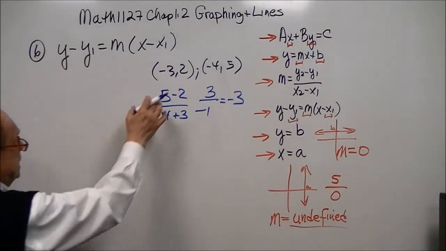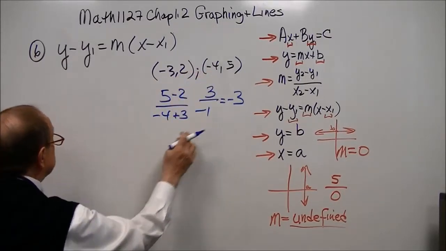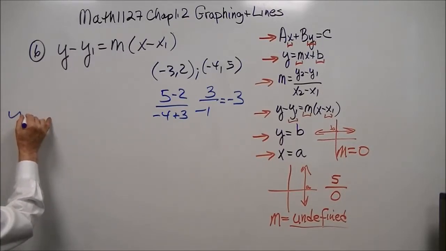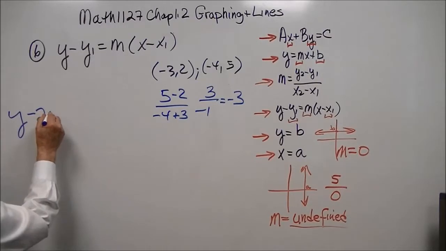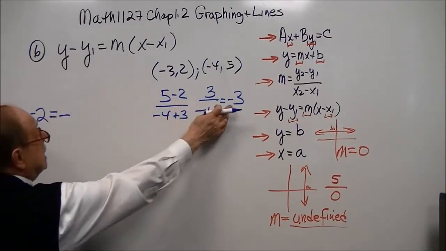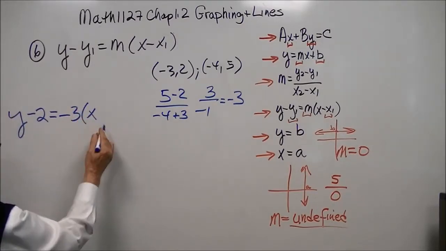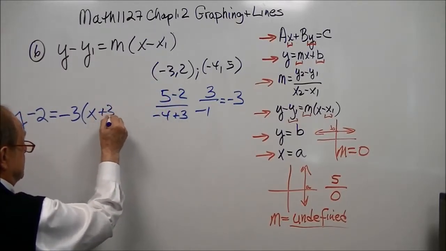Now, for this, I can use either of these points now that I have the slope. So it'll be y minus 2 equals my slope of a negative 3 times x. Now, minus a minus 3 makes it a plus 3.